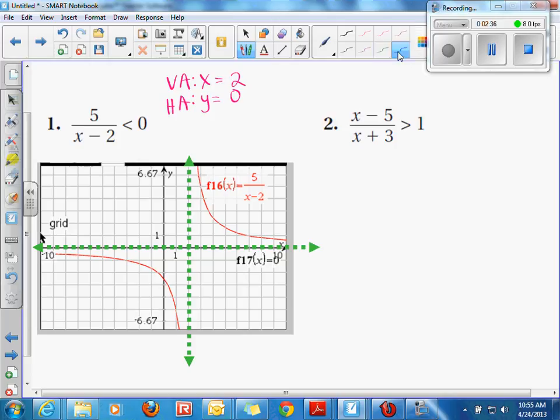So in my graph, the part of the graph where it's less than 0, so the part of the graph that we want to answer this question, it's saying when is it less than 0? So in the graph, the area where it's less than 0 is this part of the graph. And it's going to keep going, and it's going to get really close to 2, but it's never going to touch it. And it's going to get really close to 0, but it's never going to touch it. So the answer to this question is all of this part of the graph is where it's less than 0.